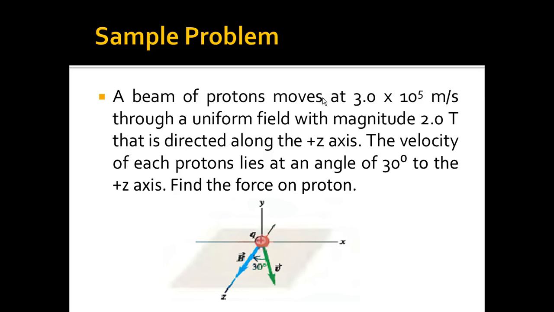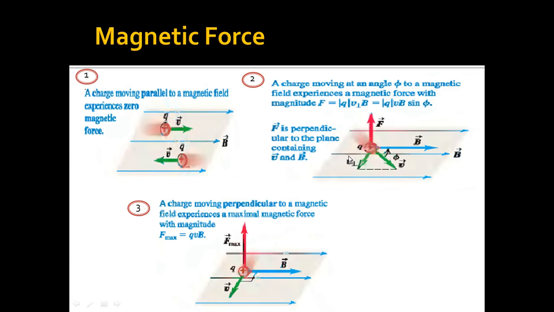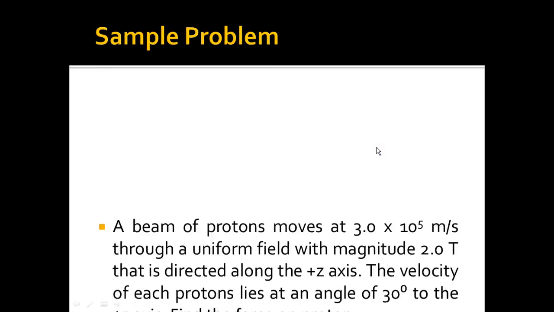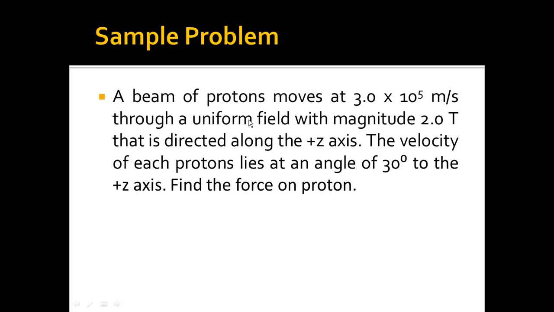Okay, so this problem involves simply direct substitution of the values in our equation. So what you just need to do is plug in the values in the formula. In our formula, F is equal to QVB sine phi. Q is presented as the proton in the given problem. So our charge is the proton. Of course, the charge of the proton is 1.6 times 10 to the negative 19 coulombs.